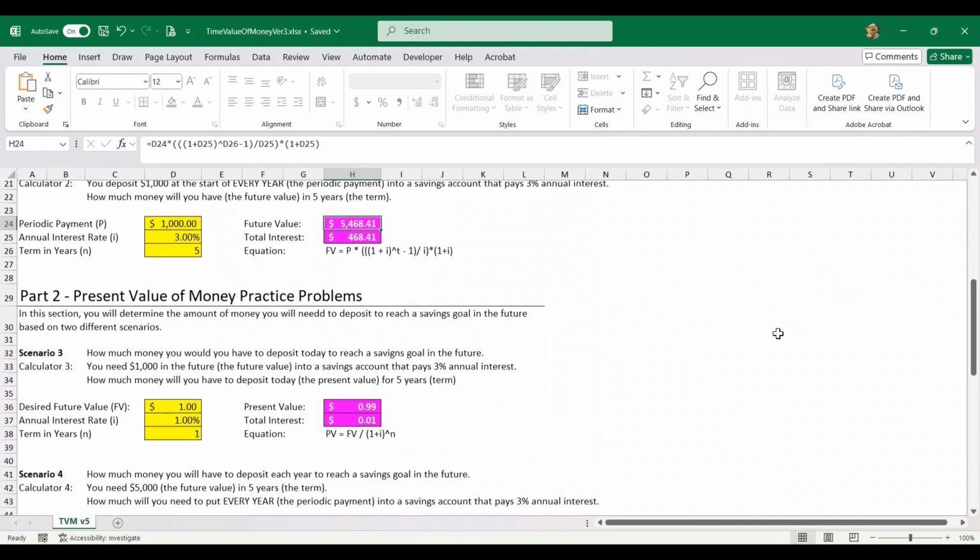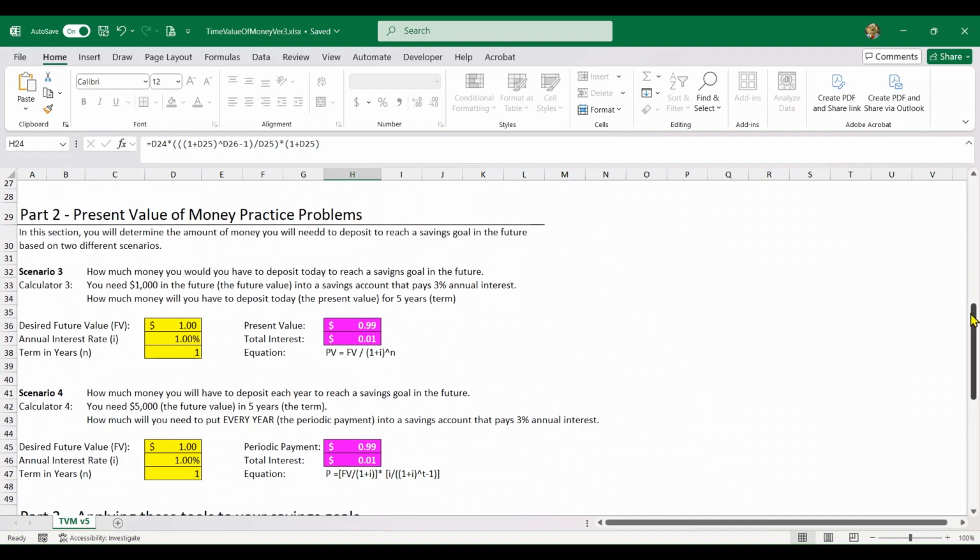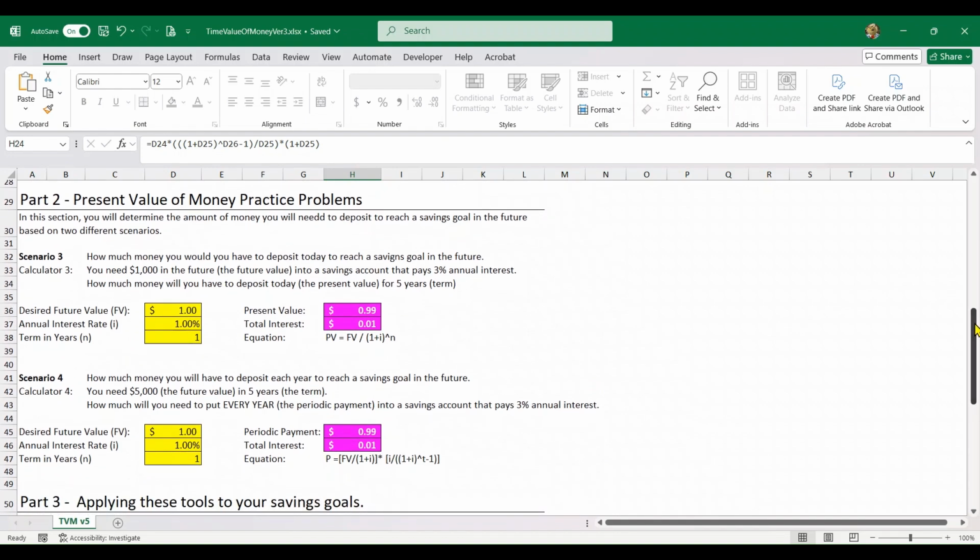problems. The second way we can look at the time value of money is if I'm going to give you $1 a year from now, what's that worth to you today? And so we're going to do what are called present value of money practice problems. Present value of money practice problems is just kind of working the same math, just the other way around.